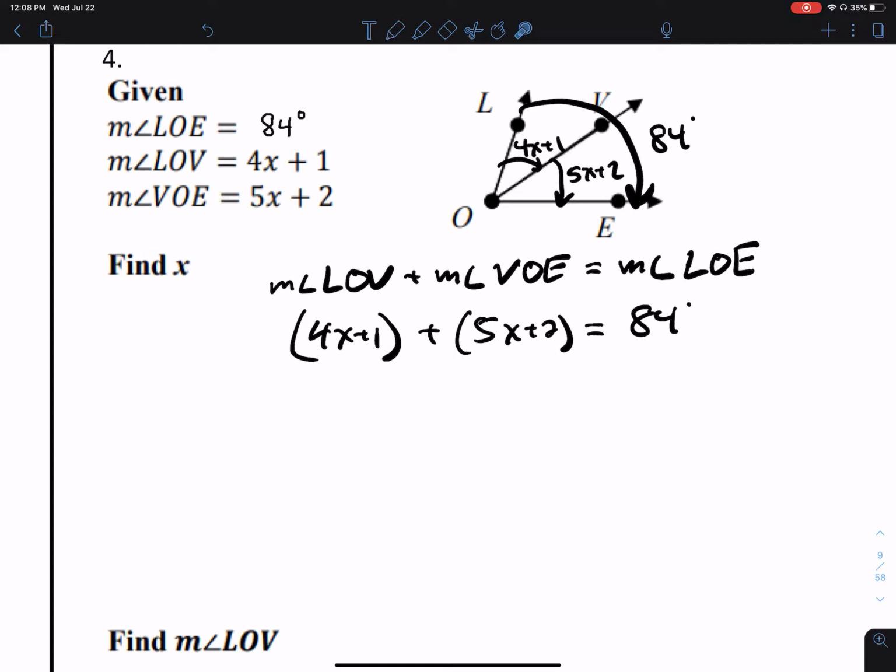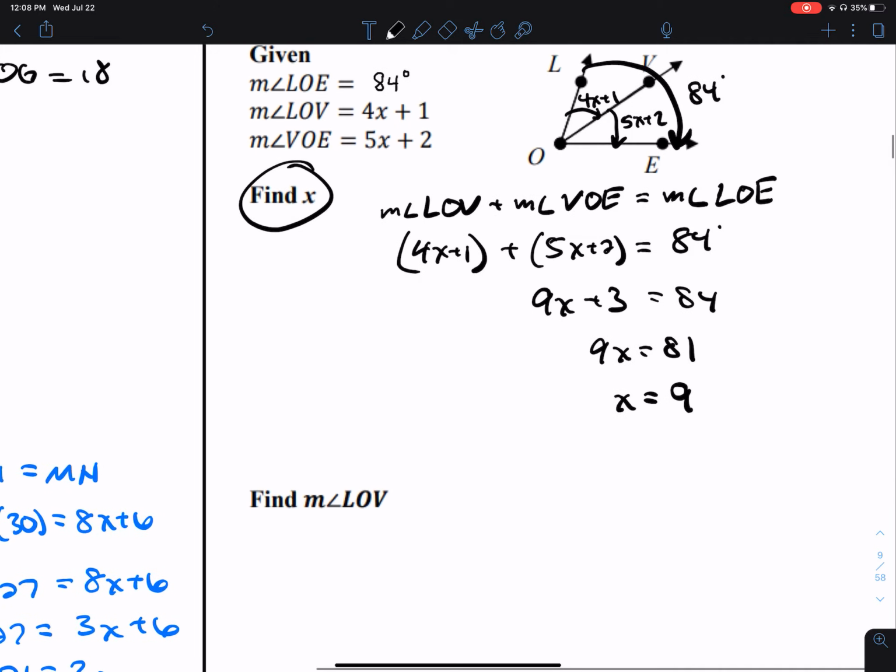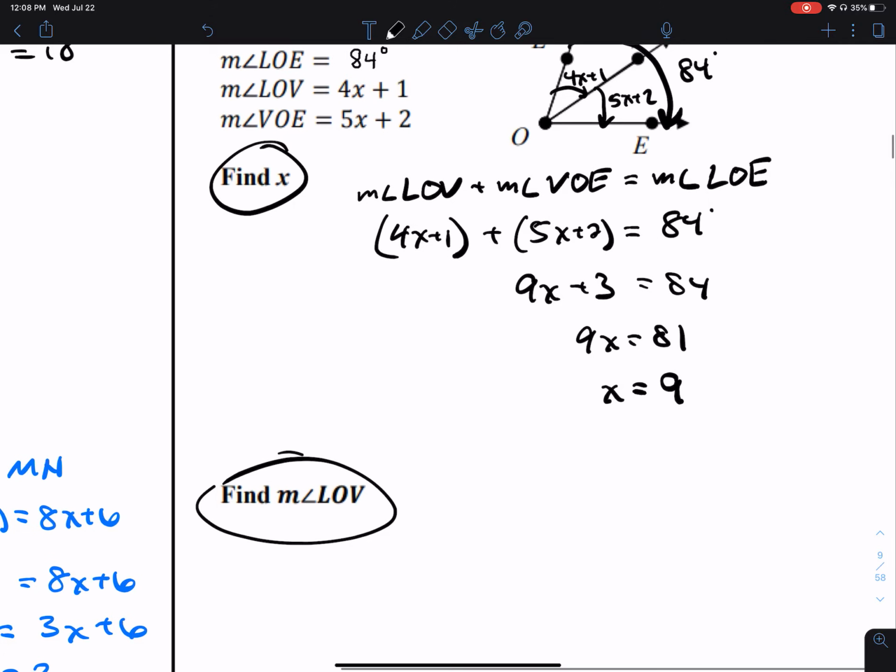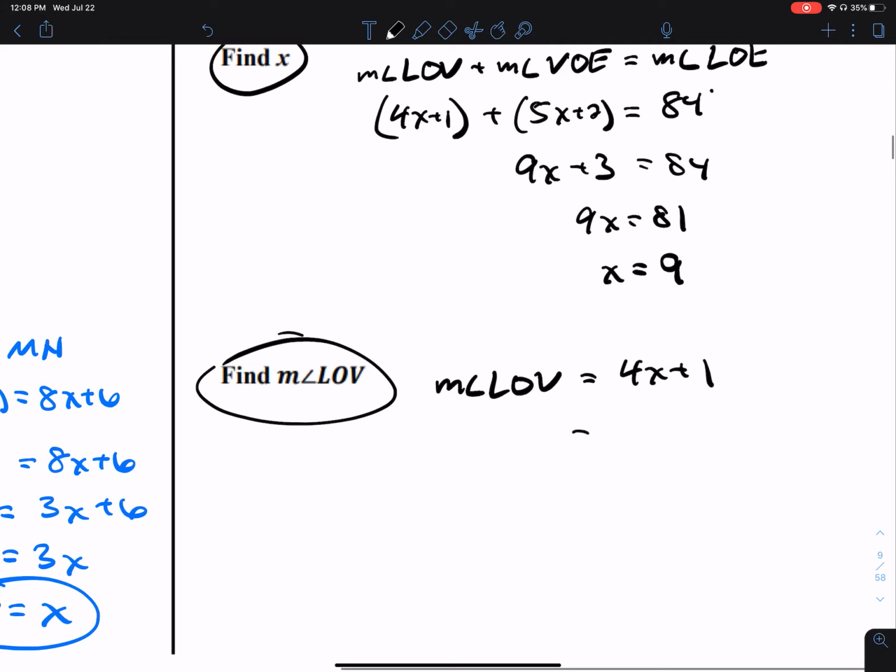Combine like terms, 4x plus 5x is 9x, a 1 and a 2 is a 3. So we get 9x plus 3 is 84. If I subtract 3 from both sides, I get 9x is 81. Divided by 9, I get x is 9. Find the value of x, we did it. There's more, find the measure of angle LOV. Measure of angle LOV is equal to 4x plus 1. We know x is 9, so it's 4 times 9. That's 36 plus 1. That's 37.